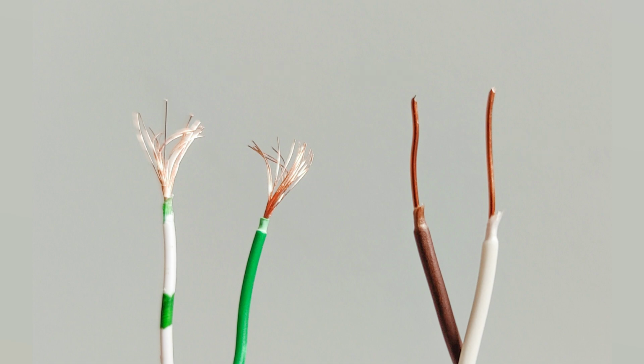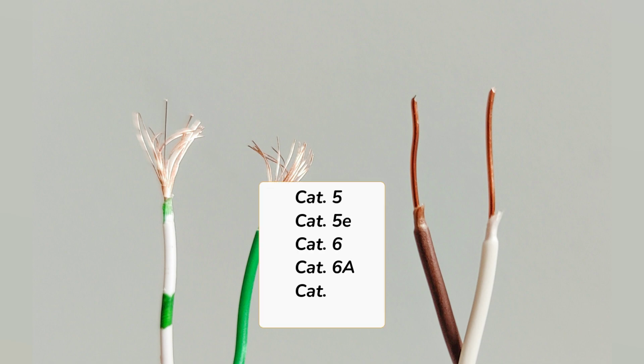Regarding the electrical aspects of Ethernet cable, there are categories, for example Cat5e, Cat6 or Cat7. The higher the number, the better the shielding of the cable. For gigabit Ethernet, a Cat5 cable is enough.